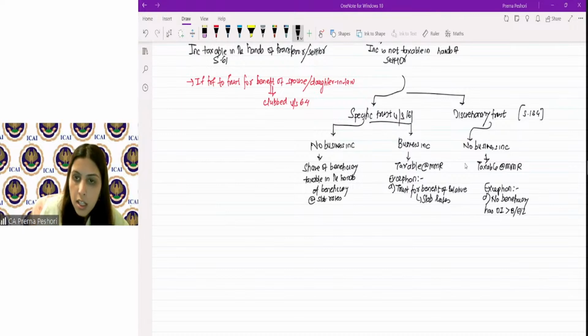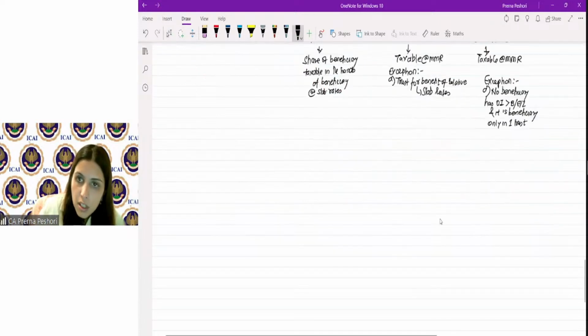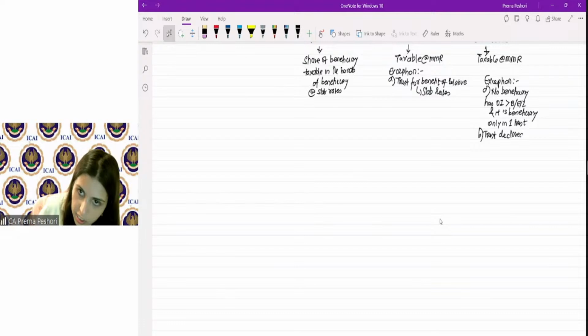Okay? And it is a beneficiary only in one trust and not more than one trust. Secondly, the trust is declared under the will, or it is a trust created under the will. Okay? Or it is a trust for the employees, which is basically the EPF and all of that.